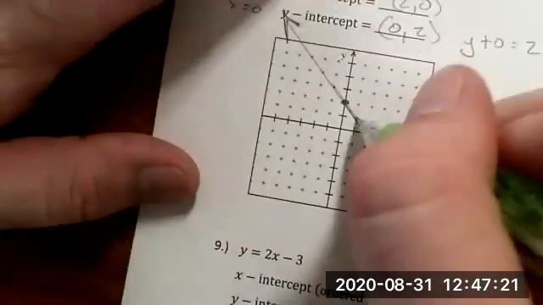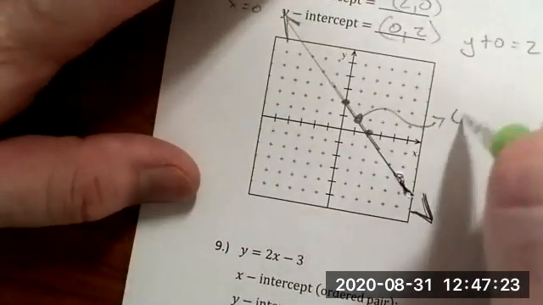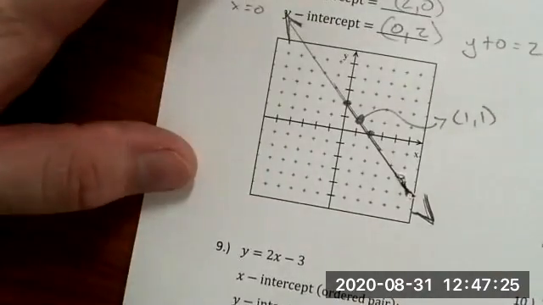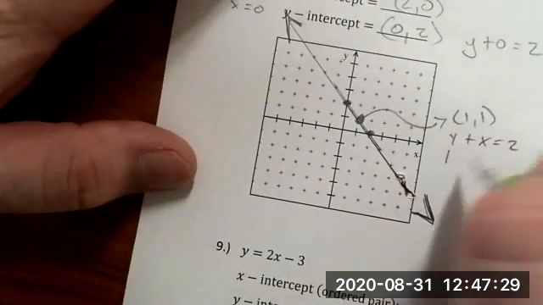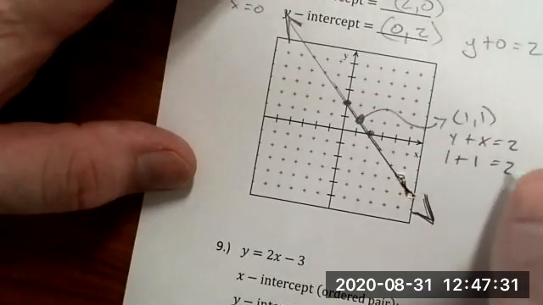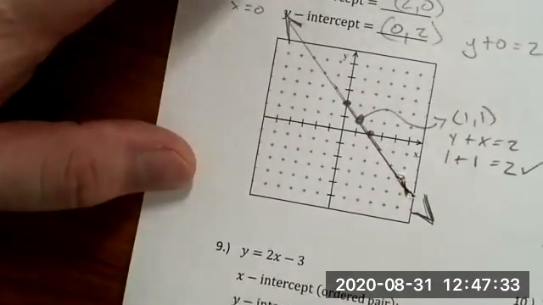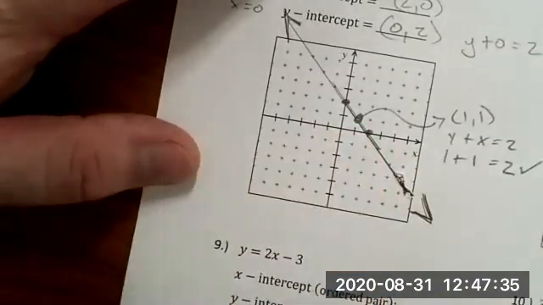Hashtag 2020. So now, guys, doesn't it seem obvious here that the point 1 comma 1 lies on the curve? And so if you want your third point just to be sure, does 1 plus 1 equal 2? It does. So that is our third point on the graph if we need it.